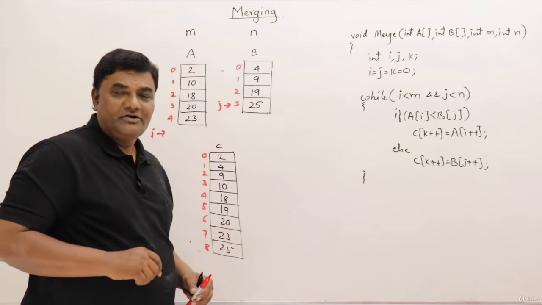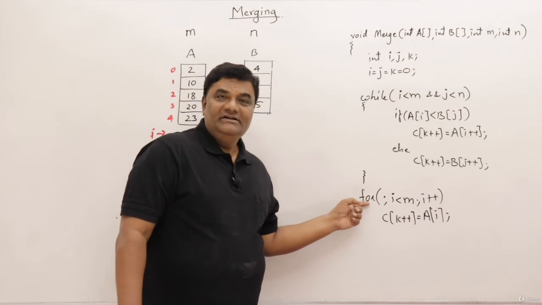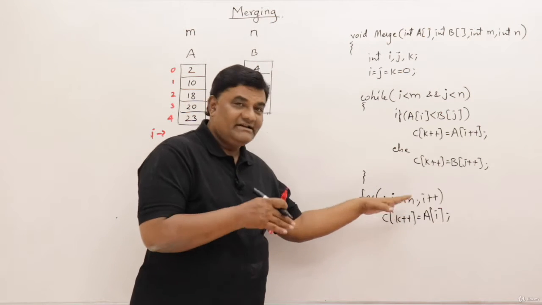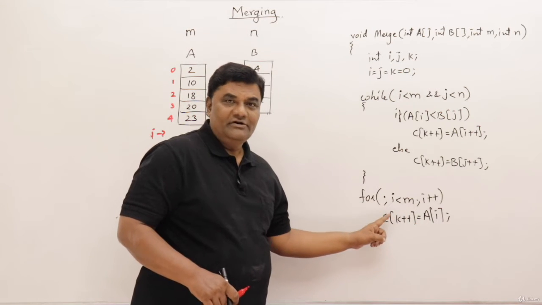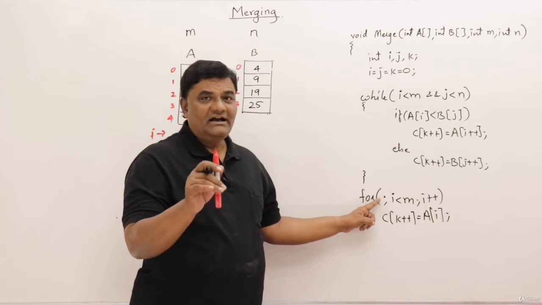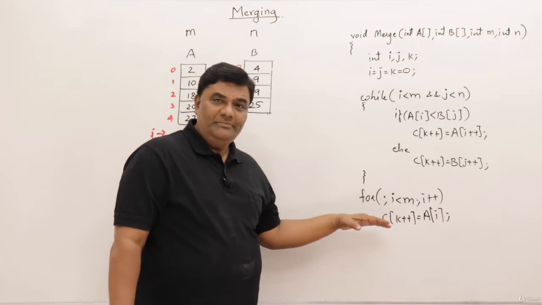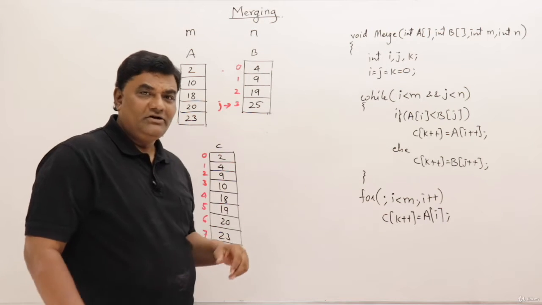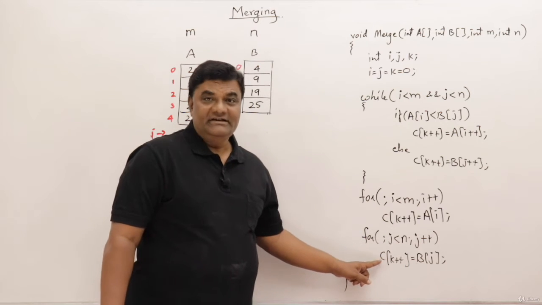So I will write the process for copying from A. This for loop will copy all the remaining elements from array A, if there are any remaining. If I is less than m, this loop will continue, copying A of I to C of k, and k is incremented. I am not initializing I, so let I start from wherever it is currently pointing. Then similarly, I should copy all the elements from array B also. If there are any remaining elements in B, this for loop will copy them to array C.